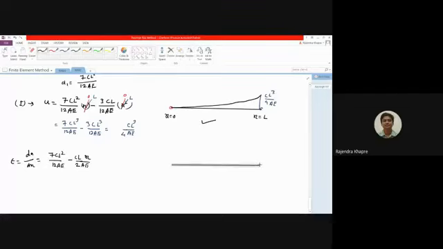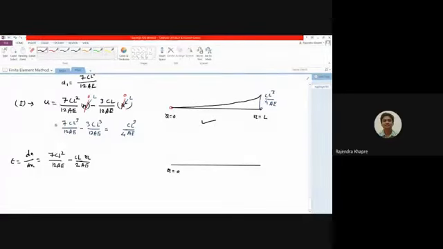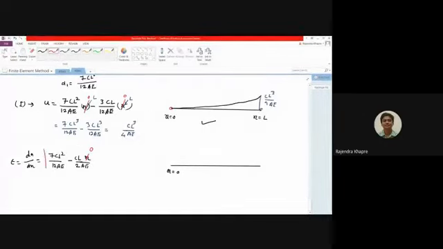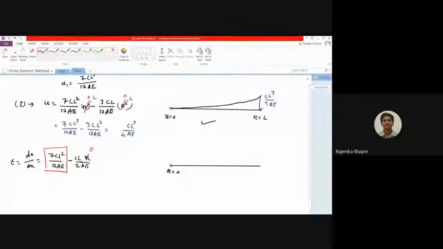Okay, so now here the value of x is basically 0. In this expression, if you substitute the value of x as 0, you are going to get only this part. So at this level there will be a constant strain, and its value is something like 7CL² divided by 12 times AE.